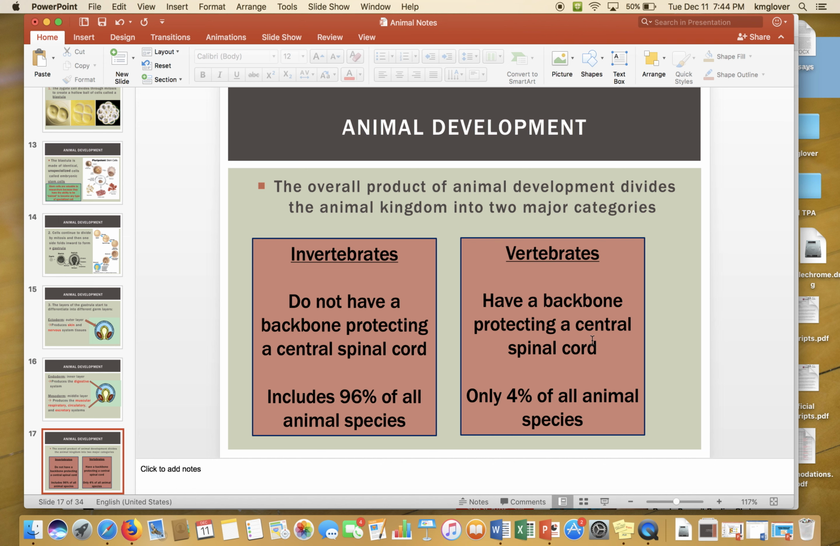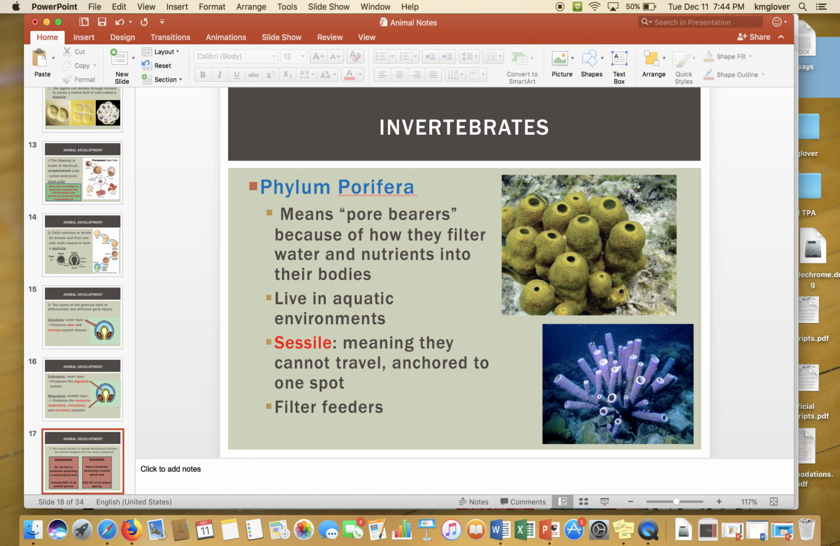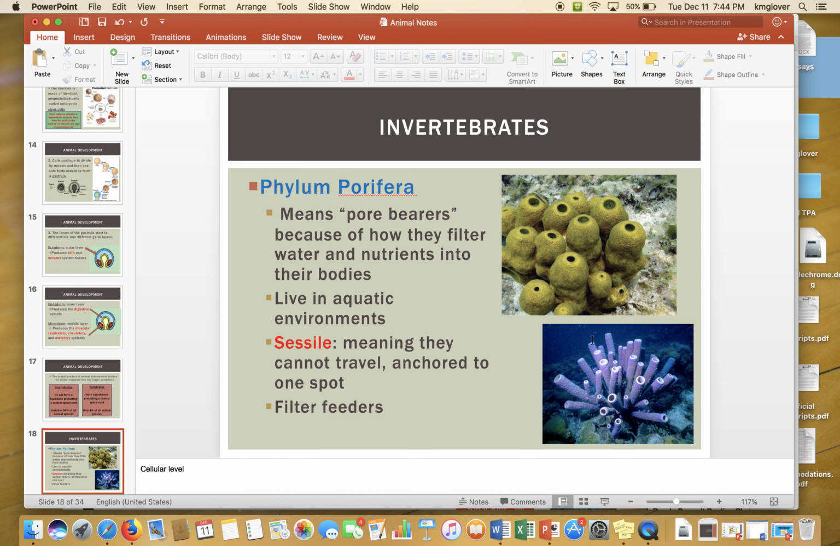Okay, so first on our list for the invertebrates is what we call phylum Porifera. Okay, and these are just your sponges. Okay, Porifera means pore bearers, because of how they filter water and nutrients into their bodies.